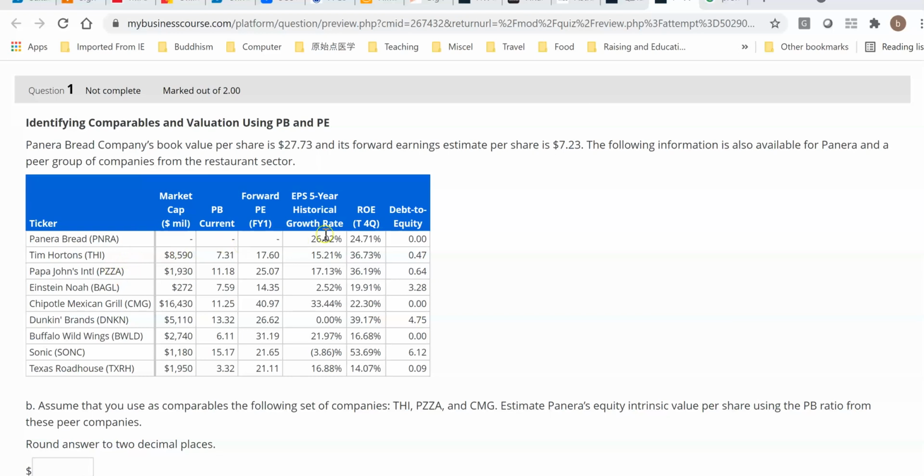So we're provided with a bunch of numbers: market cap, PB, forward PE, EPS, growth rate over the past 5 years, ROE, return on equity, and debt to equity ratio for Panera Bread and a bunch of competitors, which can potentially serve as the comparable firms when we value the equity price of our focus company, Panera Bread here.